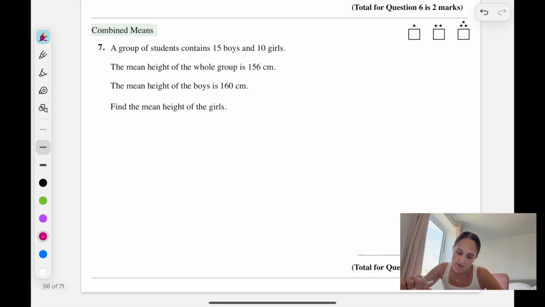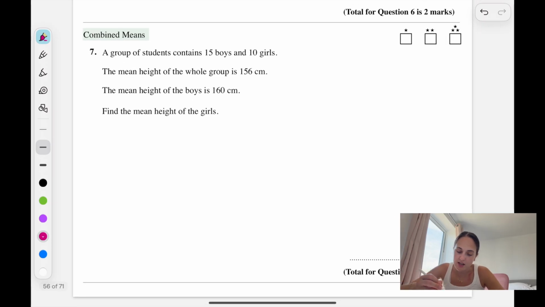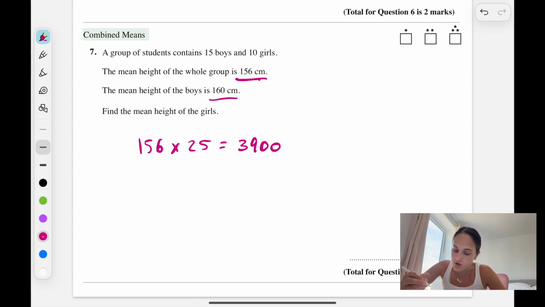This next question here, we have a group of students containing 15 boys and 10 girls. The mean height of the whole group is 156 and the mean height of the boys is 160. We need to find the mean height of the girls. So if the mean height of the whole group is 156, we can work out the total height of everyone by doing 156 times however many people are in the group. So the number of people in the group is 25, so we can do 156 times 25. So 156 times 25 is 3,900. So that's the combined heights of everyone in the group.